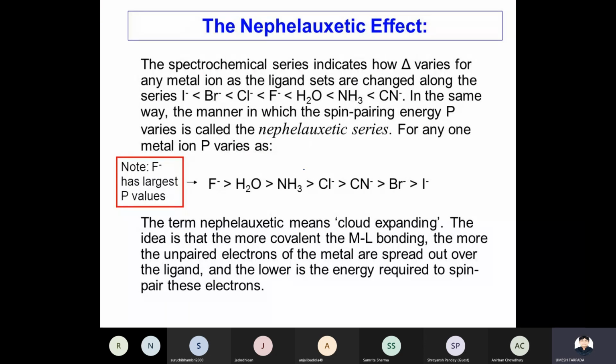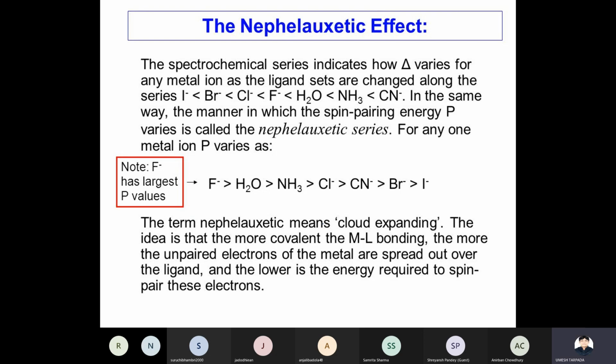So this is a series which is very important, that is called the spectrochemical series. And now this is just a special series that is called the nephelauxetic series. The term nephelauxetic means cloud expanding. The idea is that it basically comes from more covalent M-L bonding. The more the unpaired electrons of the metal are spread out over the ligand, the lower is the energy required to spin pair these electrons.